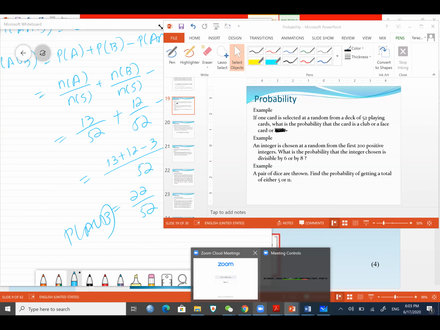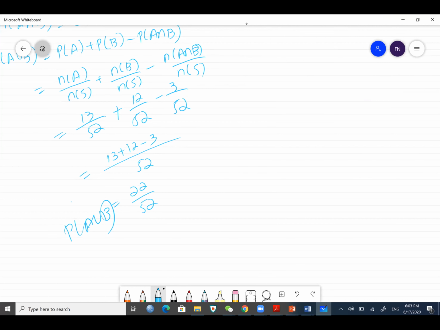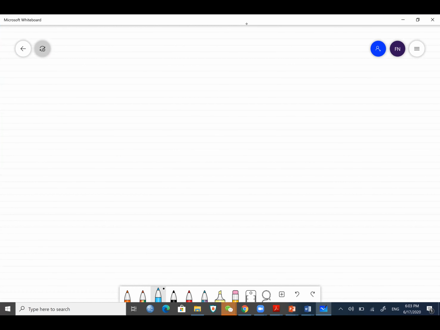Okay. So I don't understand the club card and face card thing. I already bought the cards yesterday, so I was looking through them so I could understand better, but I've never heard of face card or club card. So can you explain it again? Okay. Can you see my screen?